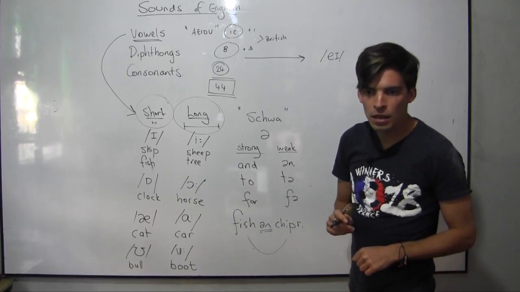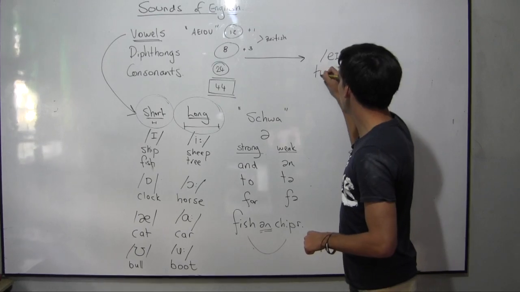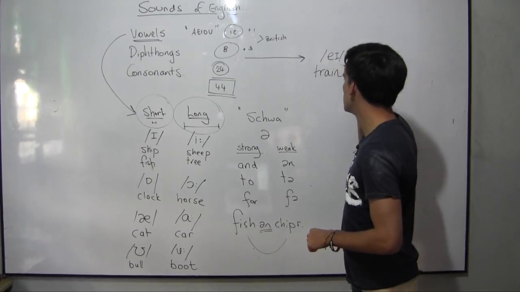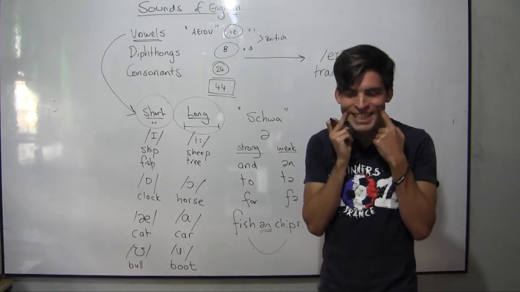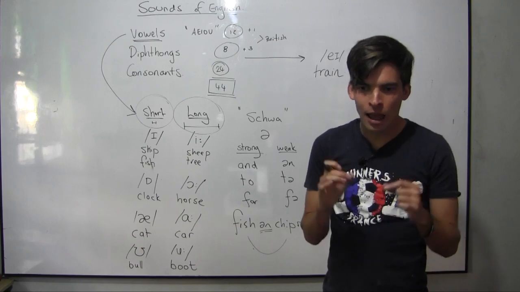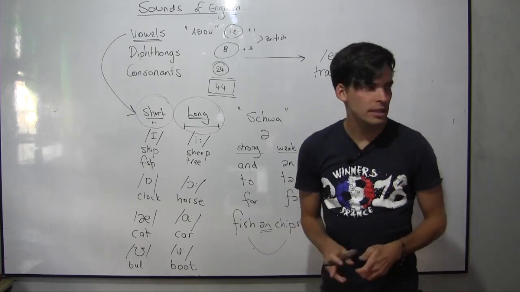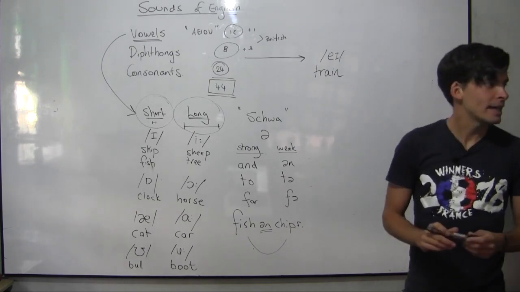For example, train. You see how my mouth starts in one position and it changes into another one. So this is a diphthong. Like train. Okay, let's do another one.